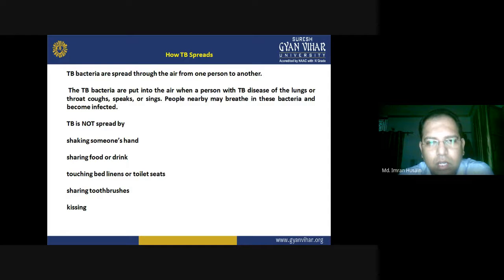So, one has to be extremely careful when dealing with such scenarios, when dealing with individuals infected with TB. TB is not spread by shaking someone's hand, sharing food or drink, touching bed linens or toilet seats, sharing toothbrushes, or kissing.